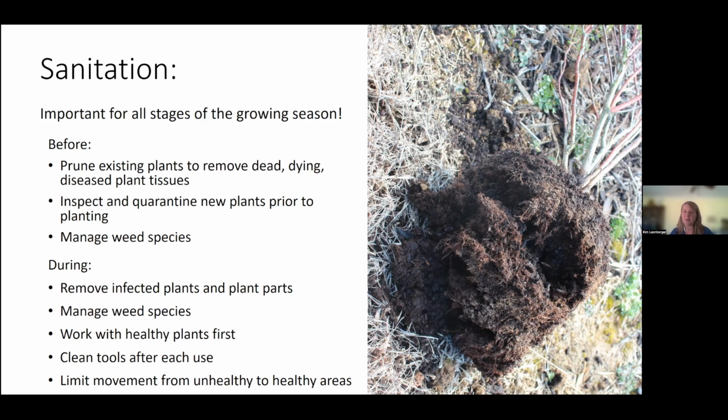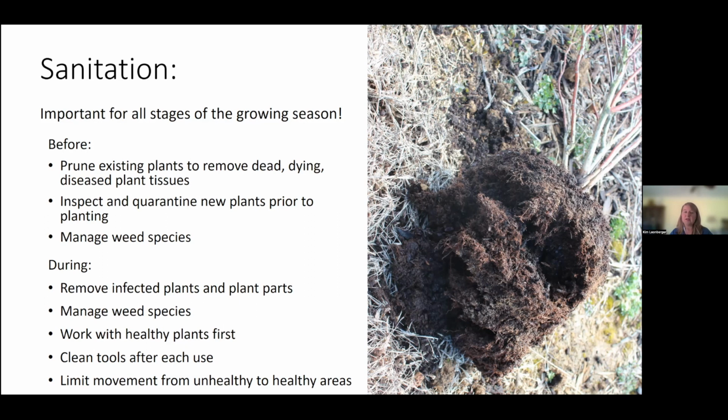And then also manage weed species. Weed species can be problematic for several reasons. And the main one here is they can also harbor some of these diseases that can then move onto our fruit trees and herbaceous plants. So it's really important to make sure that we go back and get those weeds out of there so that they don't have any diseases on them as well.